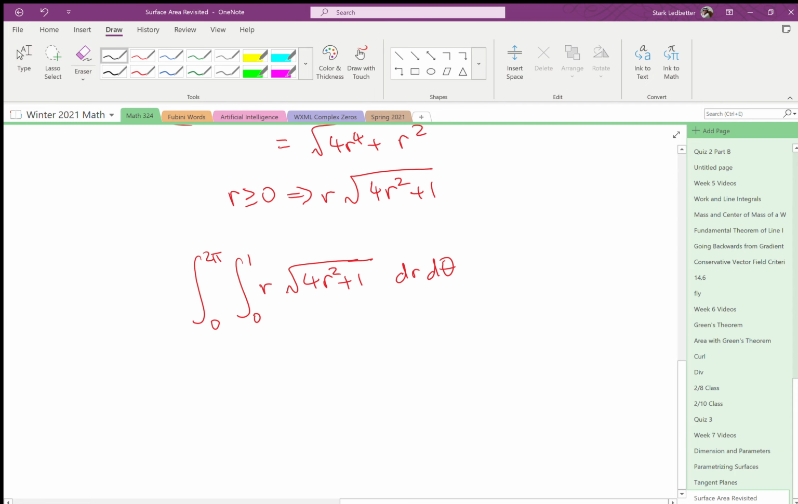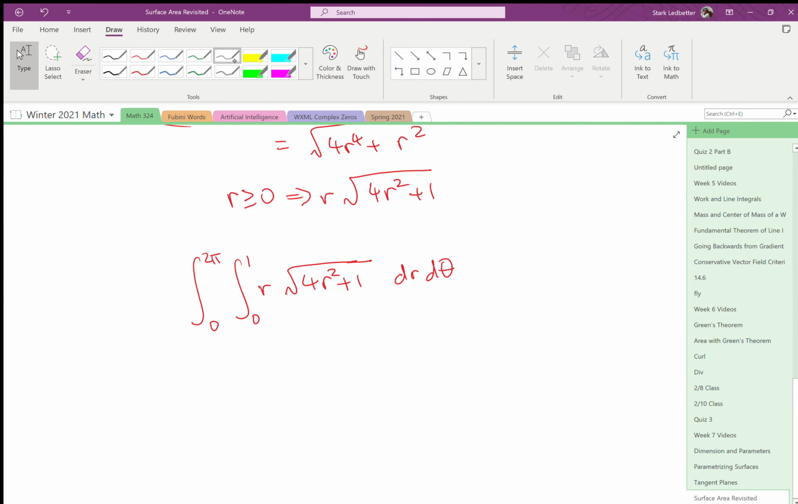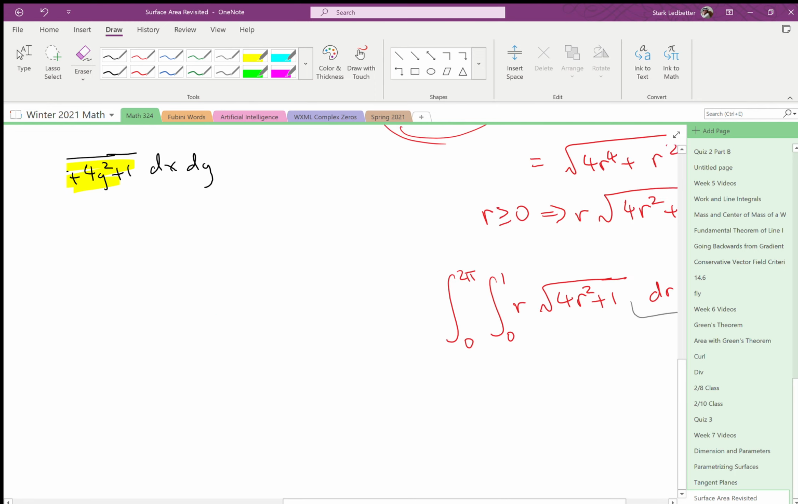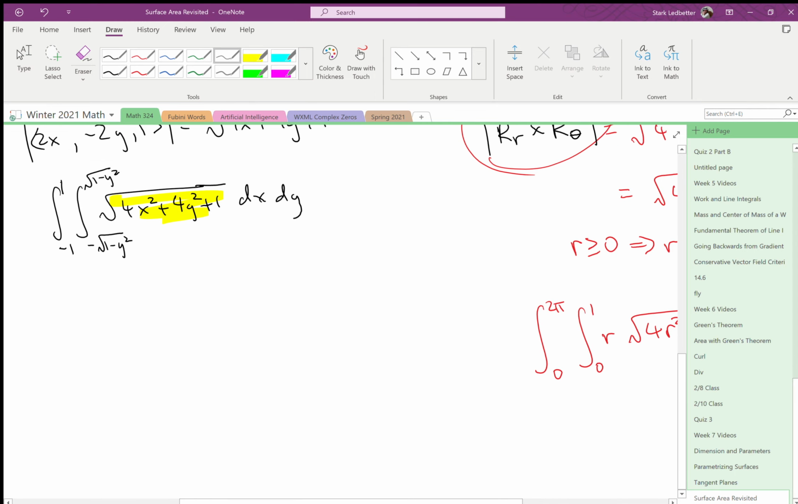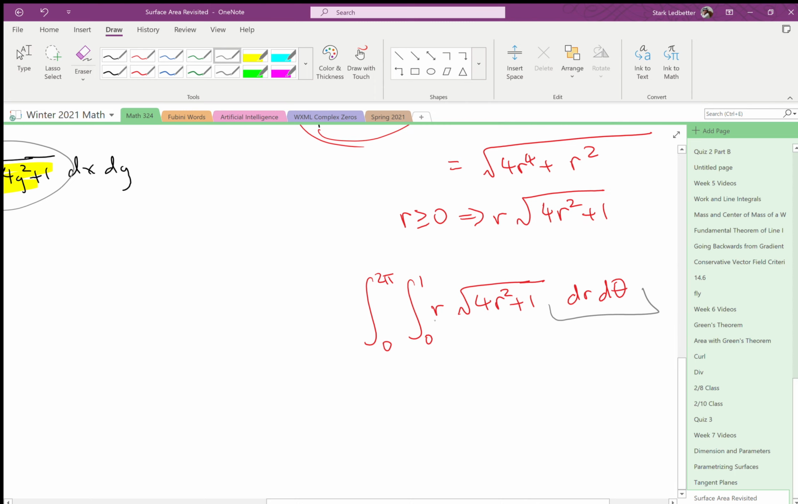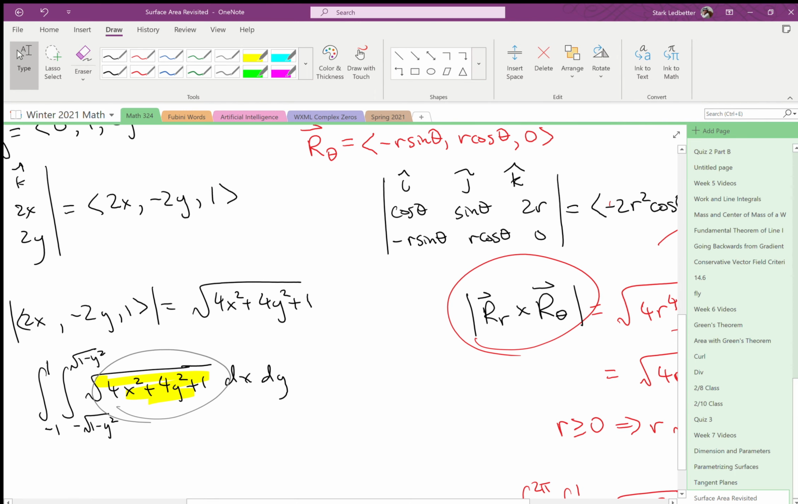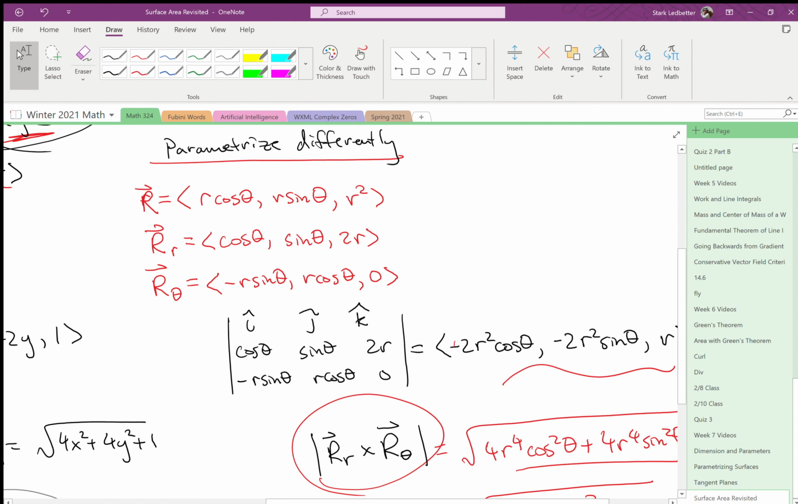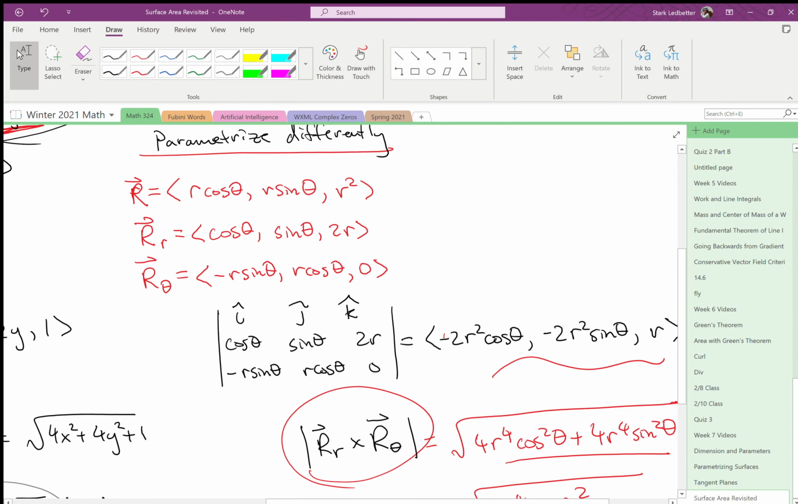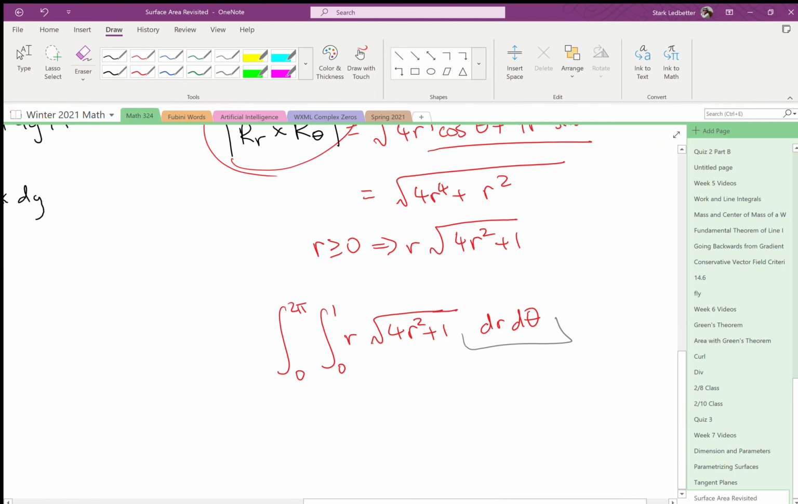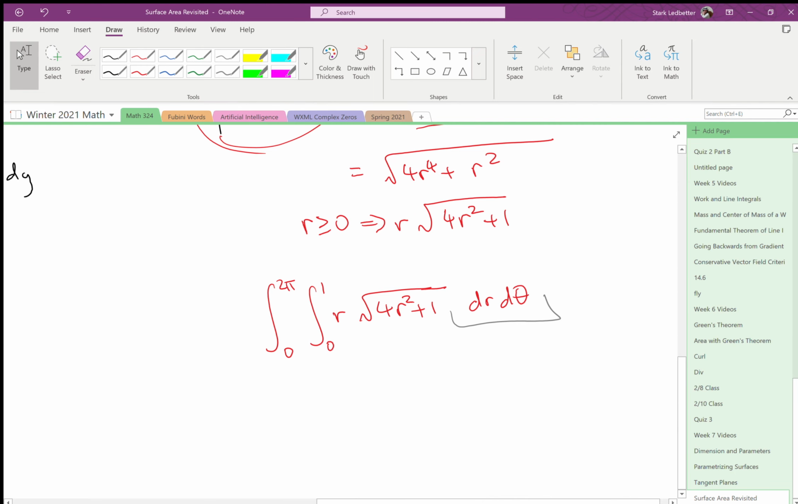Notice here we did not need an r dr d theta. If we had actually converted this to polar coordinates, this r would have been the r dr d theta. So we're not converting to polar coordinates. We're parameterizing in a polarish fashion. Here it's exactly a polar fashion, but sometimes it might be a polarish fashion. Okay, and then we can integrate this.